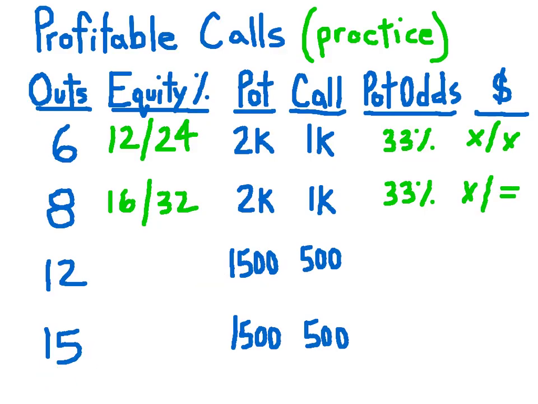In example 3, we have 12 outs. This would be like a flush draw with 1 overcard, so maybe you're drawing to the nut flush draw with an ace in your hand. With 1 card to come, we've got 24% equity. And with 2 cards to come, 48%. Our pot odds here are 500 over 2,000, so 25%. It's interesting, with 1 card to come, this call is just about break even. 24% is just slightly less than 25, of course.